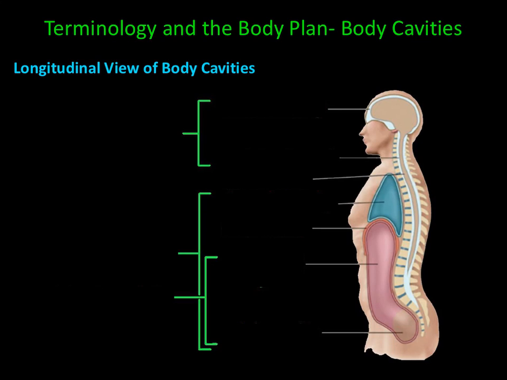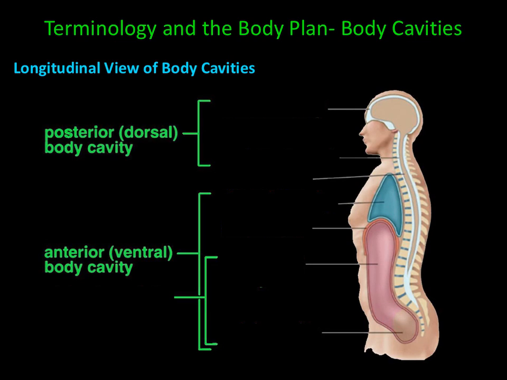In this video, we're going to talk about body cavities and serous membranes. A cavity in the human body is an open area in which you can find organs. There are two major body cavities of the human body. The first one is called the posterior or dorsal body cavity, and the second one is called the anterior or ventral body cavity. And each of these cavities can be further subdivided.